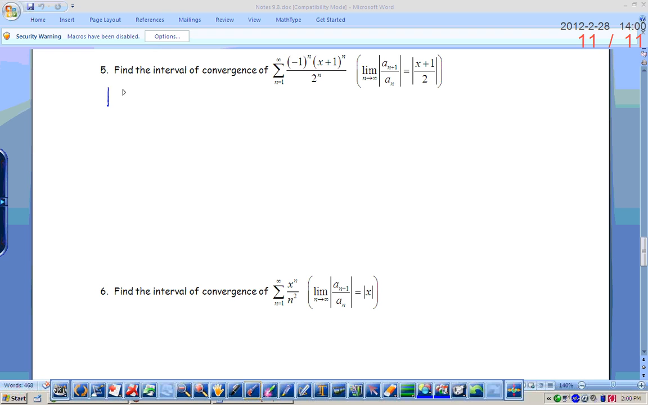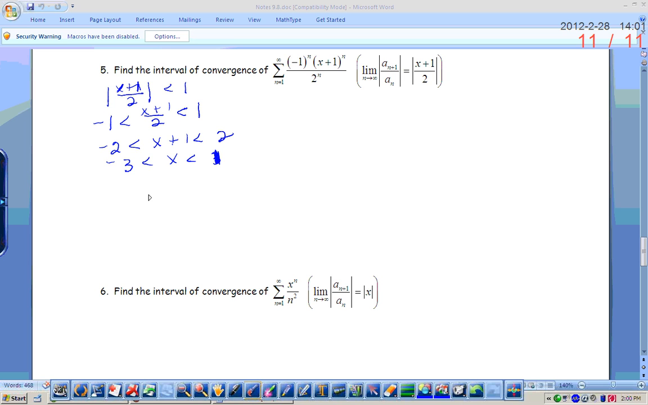So, in order to figure out which x values make this series converge, the absolute value of x plus 1 over 2 must be less than 1. Or x plus 1 over 2 needs to be between negative 1 and positive 1. So how can I get x by itself in the middle? Okay, multiply by 2 and subtract 1.